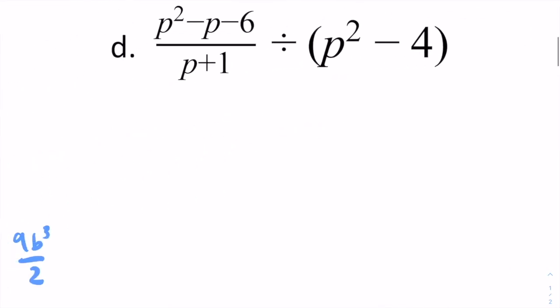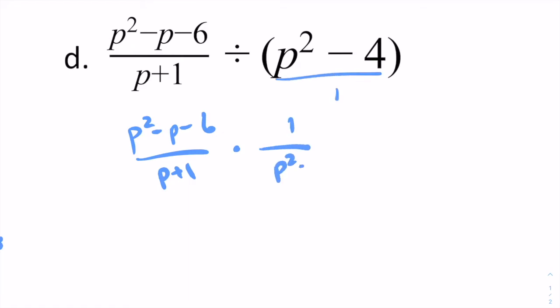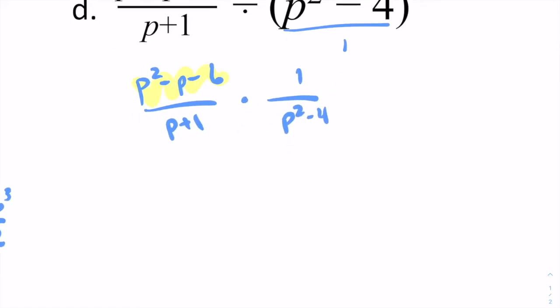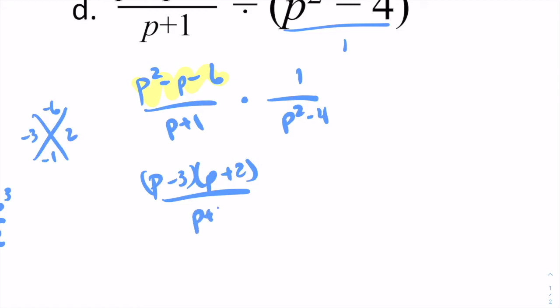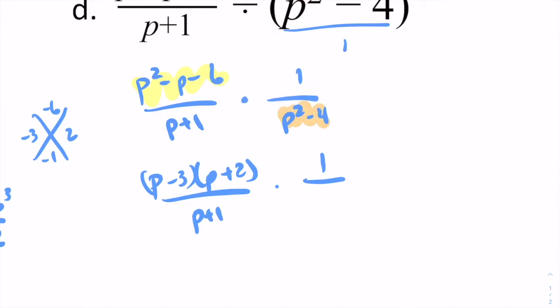Alright, and last example. So keep, change, flip. You keep the first one, change, and then you flip. So remember it's over 1, so it'd be 1 over p squared minus 4. And then let's see if I could factor anything out. And yes, you can. So this factors: negative 6, negative 1, negative 3, 2. So you get p minus 3, p plus 2 over p plus 1 times 1 over... Remember, this is a perfect square binomial. So if you were to factor that, that becomes p plus 2, p minus 2.